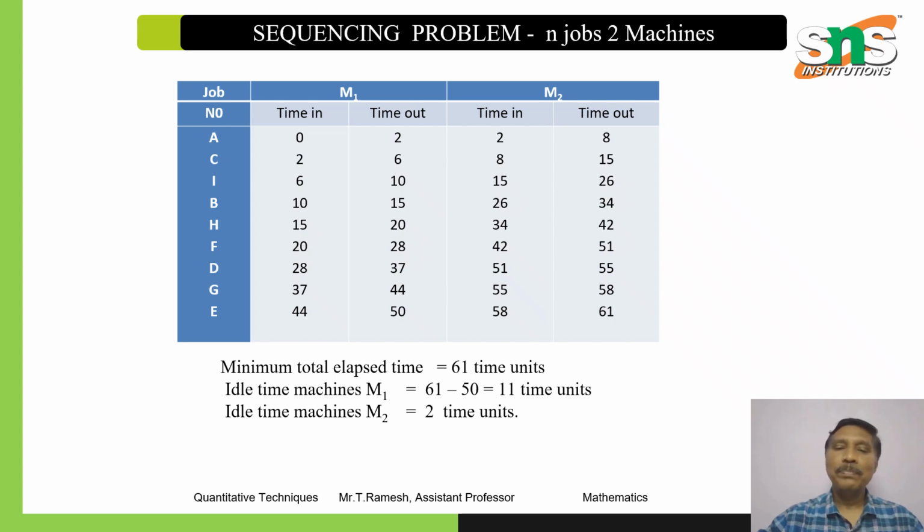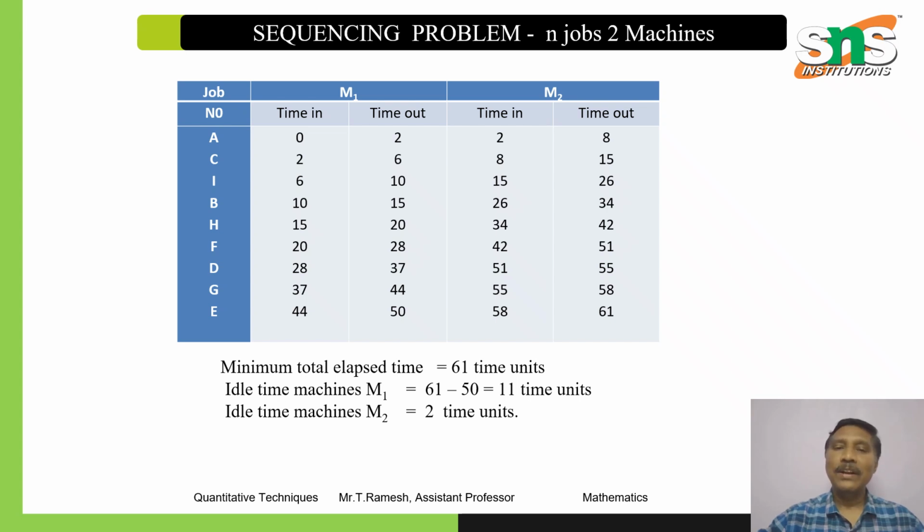So what is the idle time? First we consider machine 1. Machine 1 runs 0 to 2, 2 to 6, 6 to 10, 10 to 15, 15 to 20, 20 to 28, 28 to 37, 37 to 44, 44 to 50. Continuously it's running, but after 50 hours, it is not working. Therefore, machine 1 is idle. So what is the total elapsed time? 61. And the working time of machine 1 is up to 50 hours. Therefore, the idle time of machine 1 is 61 minus 50, which is 11.